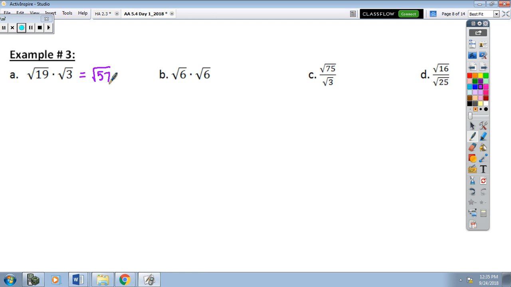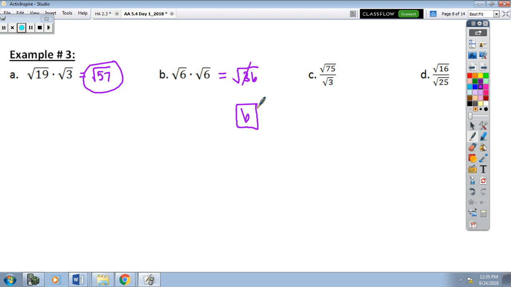4 doesn't go in, 9, nope, 16, 25, 36. None of those go in. So that's just our answer because it cannot be simplified. Next one, they're both inside the radical. We'll multiply them and keep our answer inside the radical. So we'll get the square root of 36, which is 6.